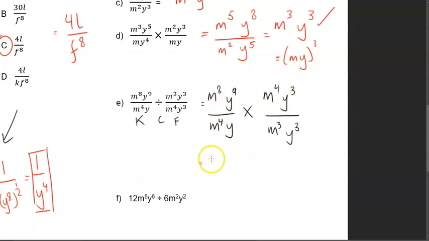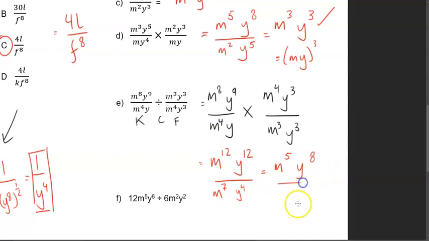M8, M4, this will be M12. Y9, Y3, this will be Y12. All over M4, M3, which is M7, and Y1, Y3, which is Y4. And let's just take away our powers with the same bases. This would be m to the power 5, as 12 minus 7 is 5, and y to the power of 8, as 12 minus 4 is 8, and there will be our final solution.